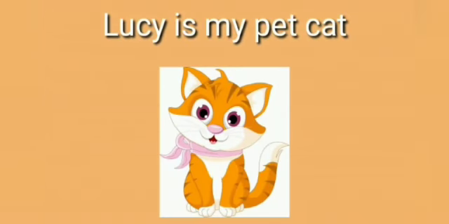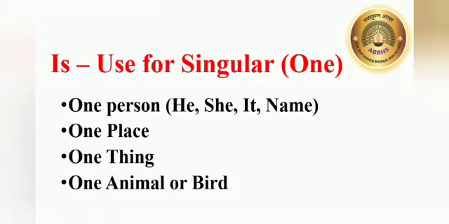This is a football. In the picture, you can see there is only one football. That's why we use is. Lucy is my pet cat. So there is only one cat in the picture. So we write is. So wherever we are talking about one object, one person, one place, we will use is.